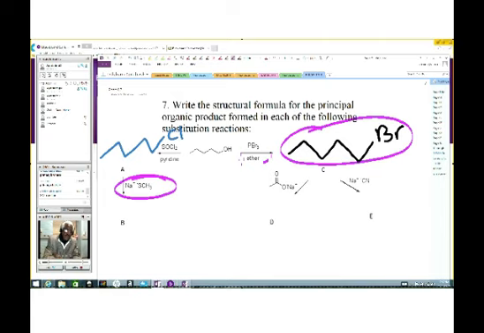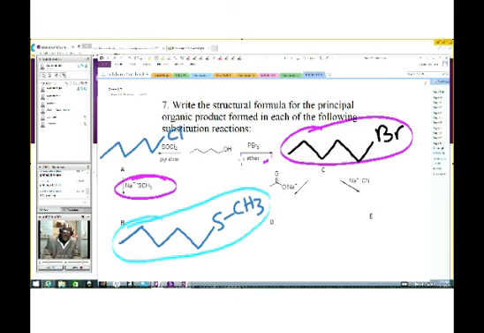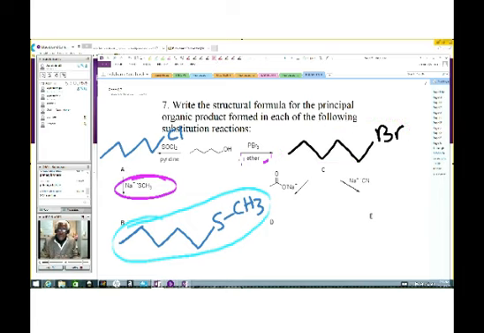Okay, so we have this. So therefore the product is this. The sulfur is here now. This here. And that is the product, that is B. That is B right here. Now, we are also supposed to take compound C, which is this here, which is the bromide.